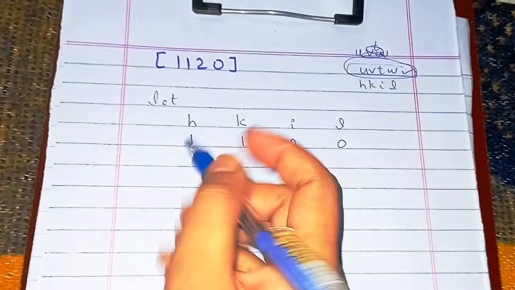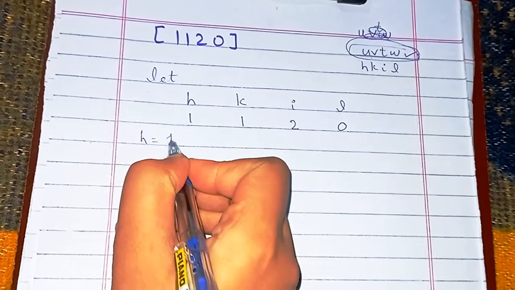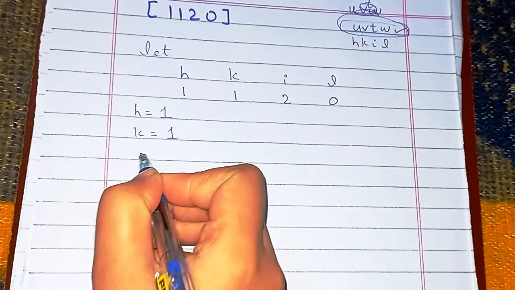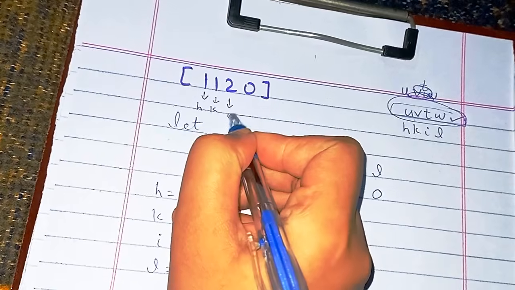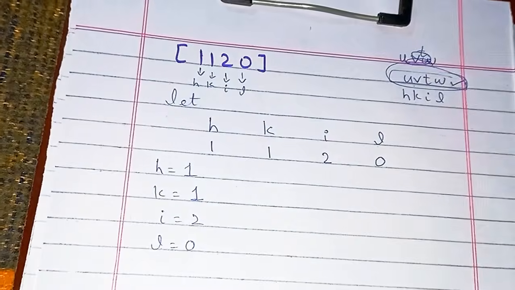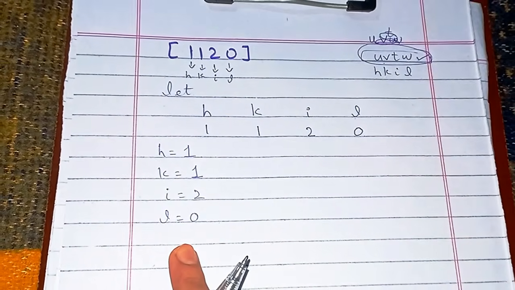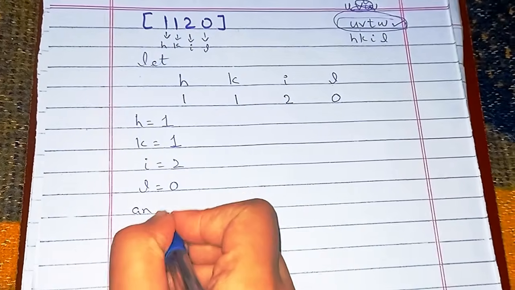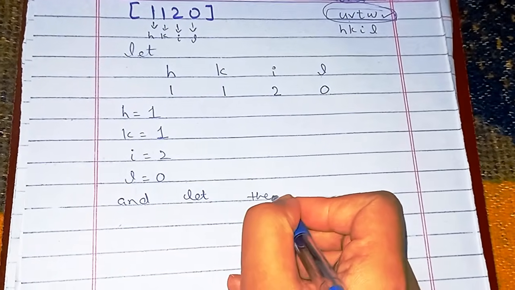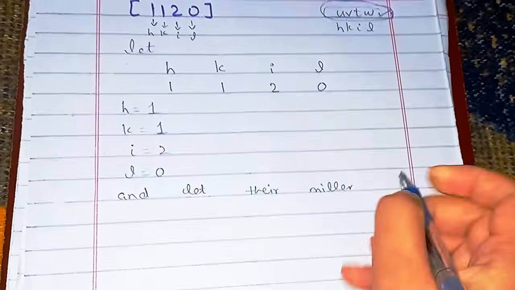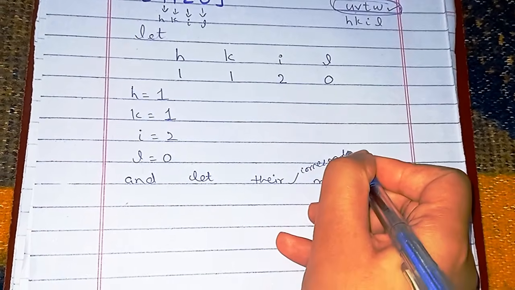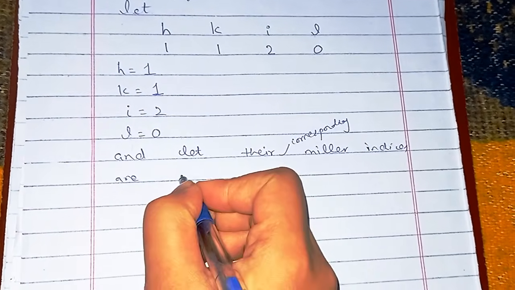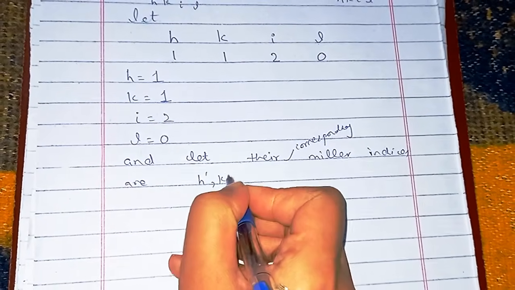Here we can see that H equals 1, K equals 1, I equals 2, and L equals 0. The first index is the H index, the second is the K index, the third is the I index, and the fourth is the L index. That is how I named them. Let the corresponding Miller indices be represented by H prime, K prime, and L prime.